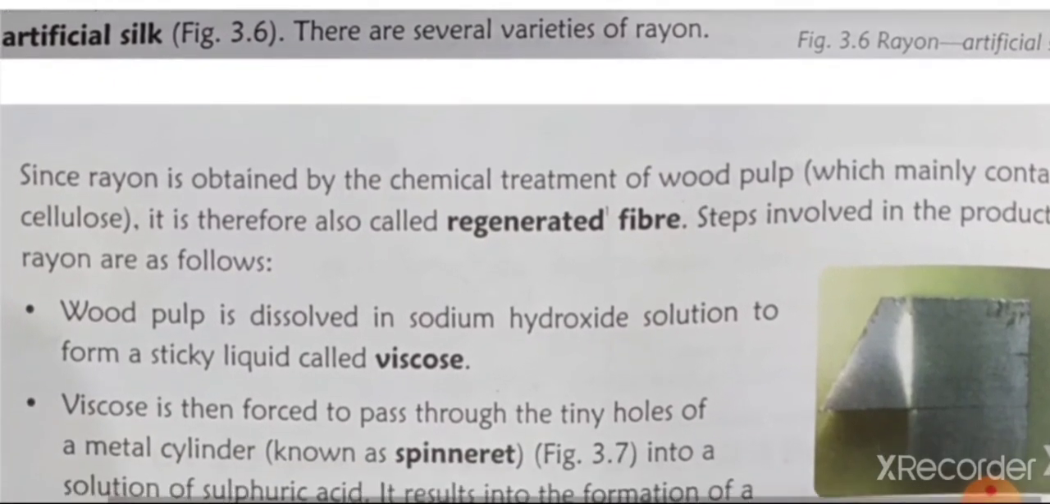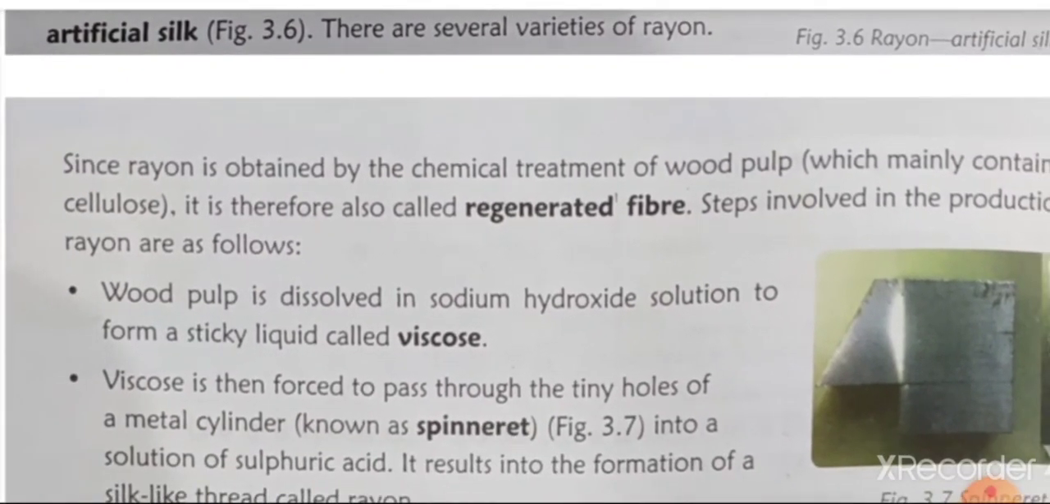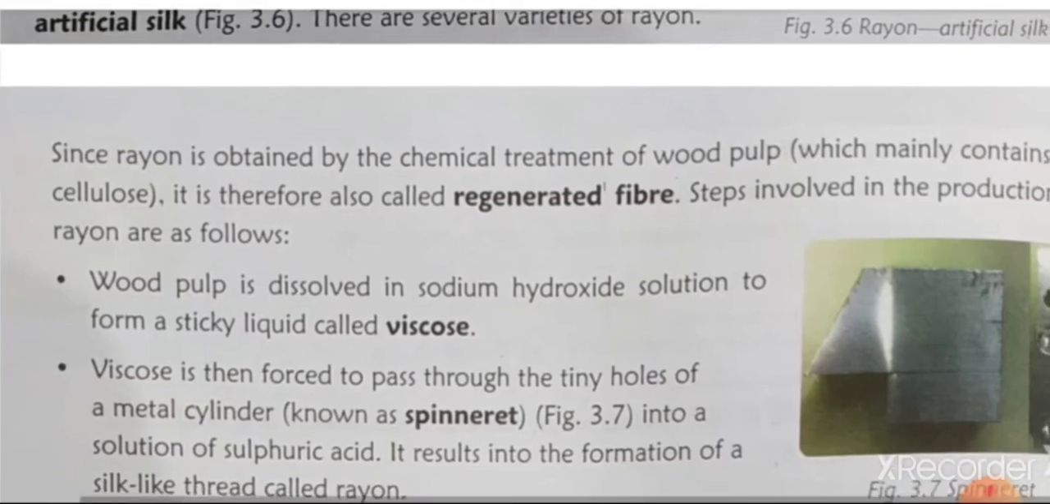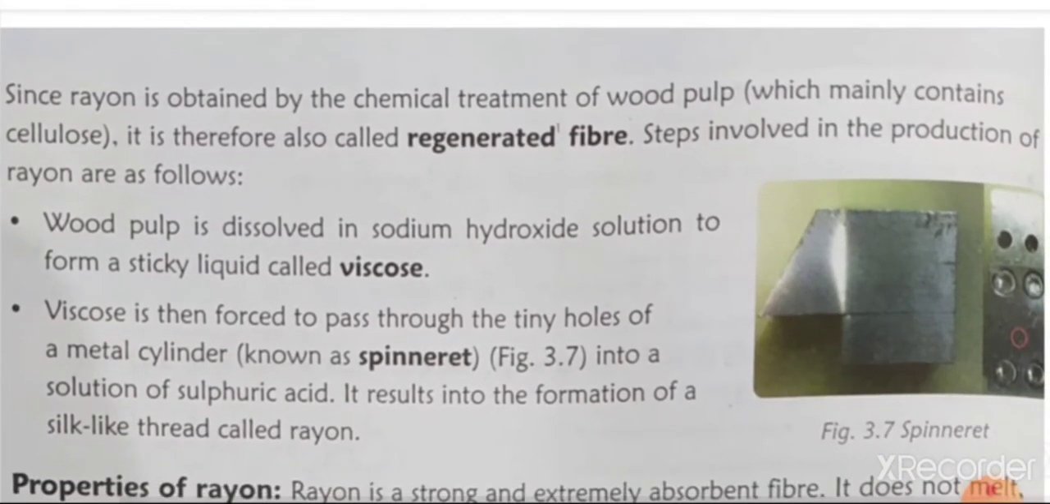Since rayon is obtained by chemical treatment of wood pulp, which mainly contains cellulose. Plants contain starch as well as cellulose. So this wood pulp also contains cellulose. It is therefore also called regenerated fiber, means we have generated it again. Regenerated fiber. Steps involved in the production of rayon are as follows.